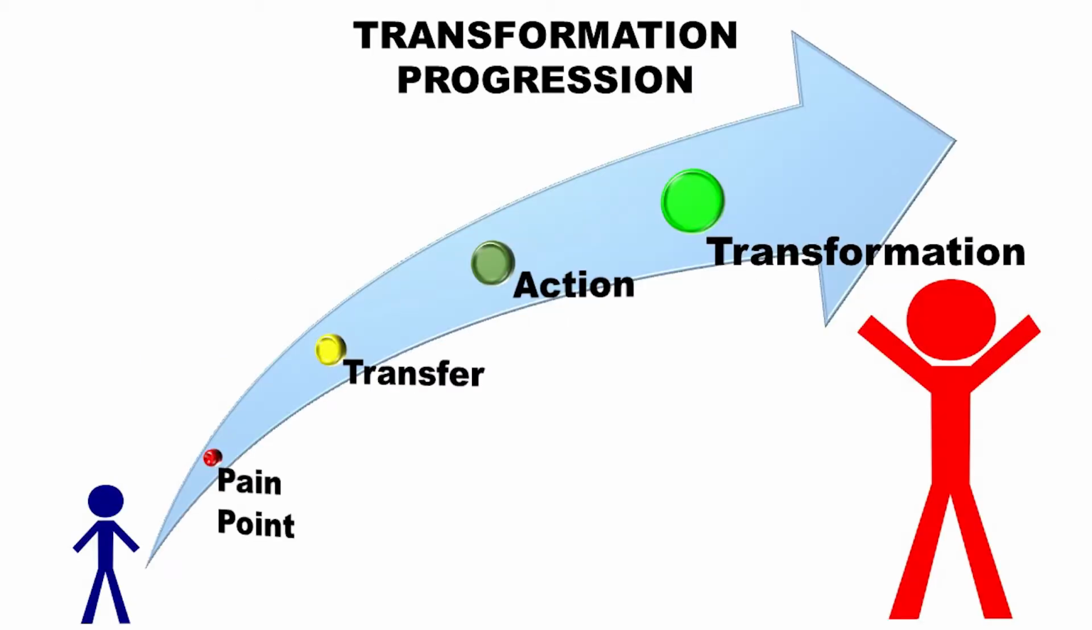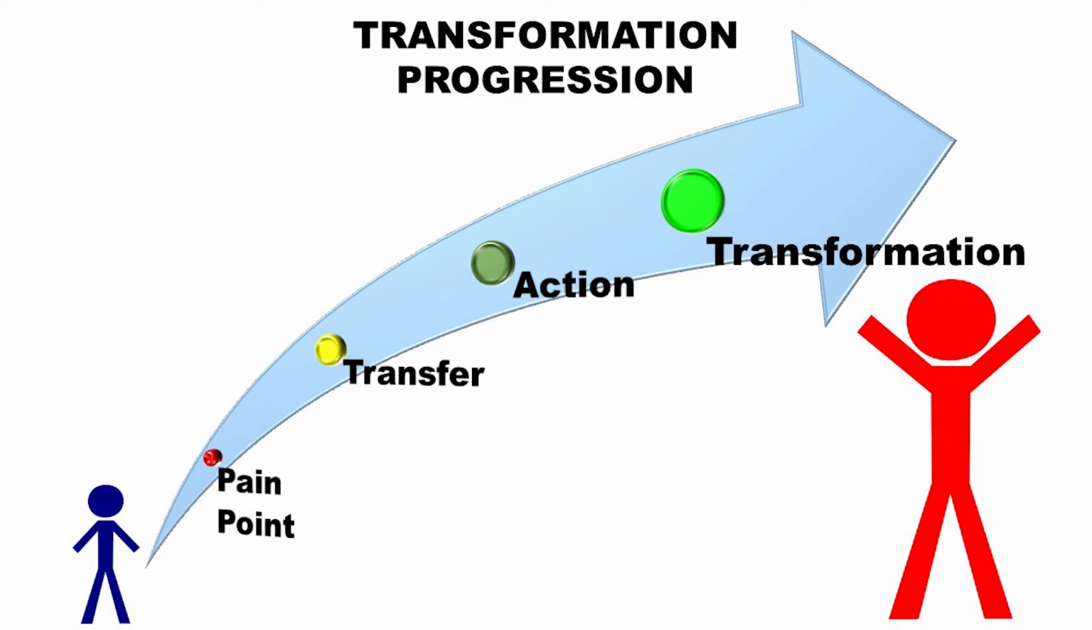So here are the steps of our transformation progression. Our student starts with the pain point, which motivates them to enroll in the course. Once they take the course, they engage in a transfer process where you as the course creator are transferring the information that you have about that subject to the student. Once the student has the information, they take action on it, which results in the transformation, the cure of the pain point.